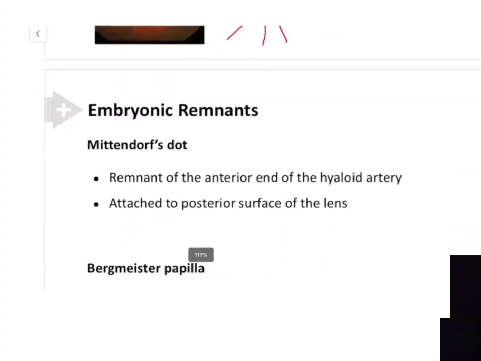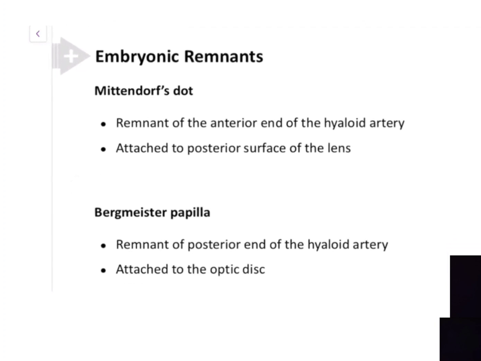Now the last part of this developmental anomaly are the embryonic remnants. What do we mean by embryonic remnants? Meaning structures which should have actually disappeared, but if they still remain, they are called as embryonic remnants. Now I told you that through the choroidal fissure, the hyaloid system of blood vessels enter inside the eye to provide nutrition, and over a period of time they are supposed to disappear. But if this hyaloid system of blood vessels remain, then you can have these embryonic remnants, that is the Mittendorf's dot and the Bergmeister papilla.